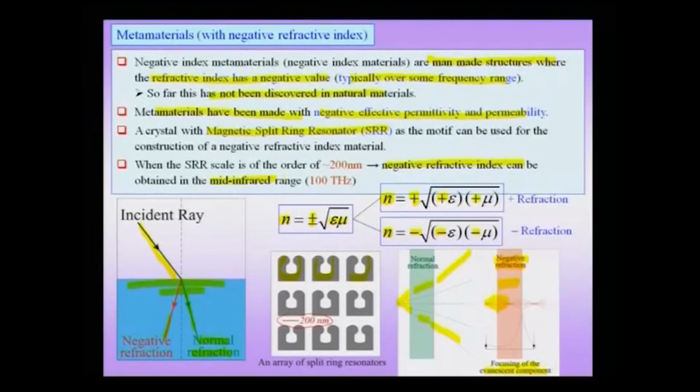So, these are very interesting materials, but the important thing to note from our course point of view is that if I make these structures at the nanoscale, about 200 nanometers or less, and each one of these entities is what is called a magnetic split ring resonator, then this structure as a whole starts to behave like a negative refractive index structure.